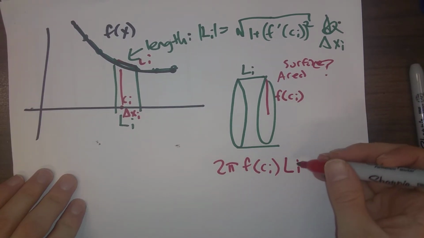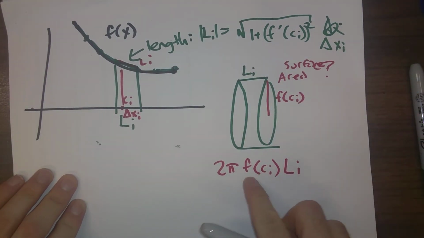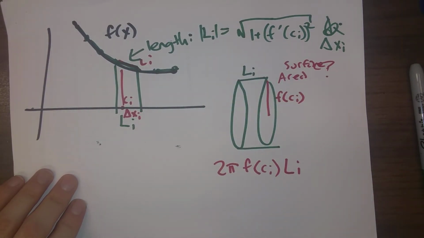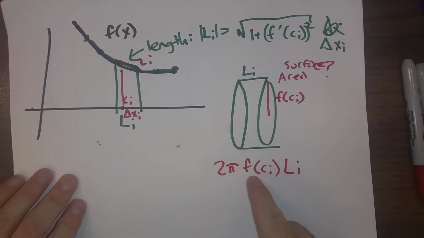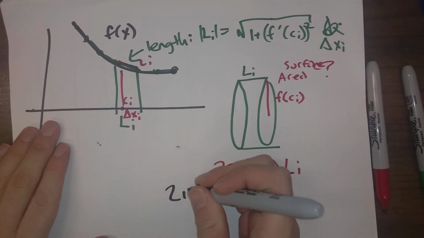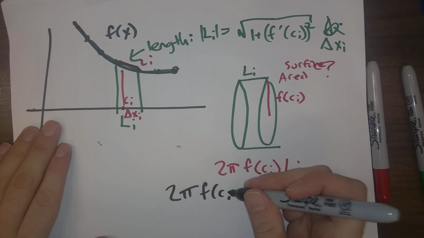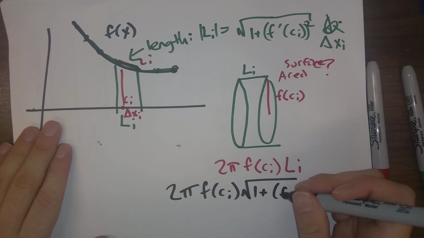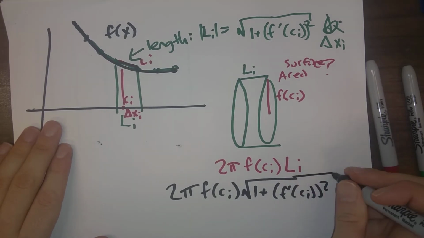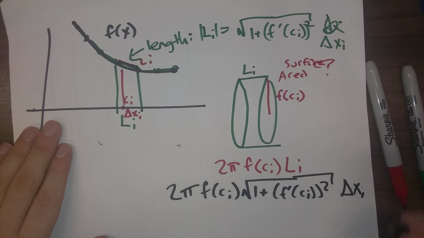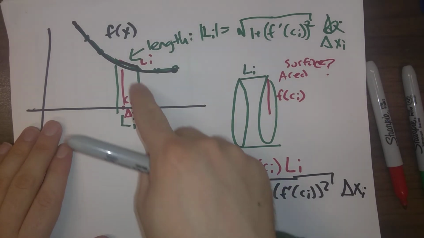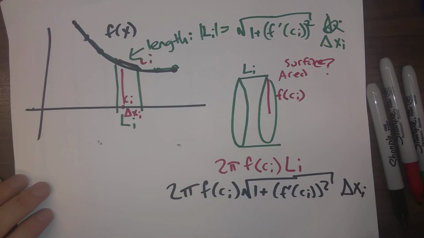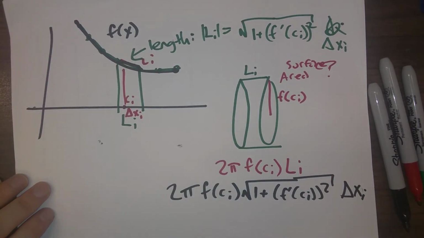times the height, the width, whatever you want to call it for the cylinder. So when we put these pieces together, 2 pi times f of c i times, what is L i from up here, the square root of 1 plus f prime of c i squared times delta x i. So this is going to be our approximation for the surface area when one little chunk of this graph is rotated around.